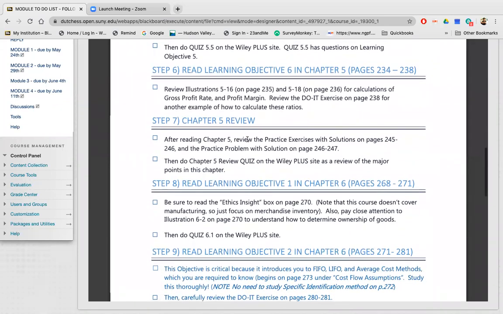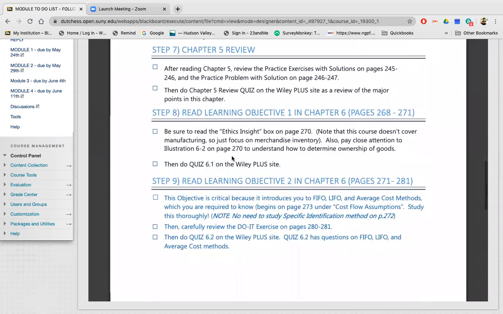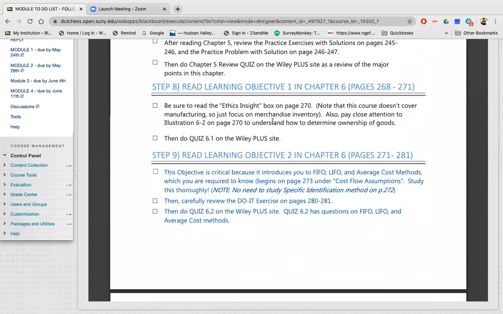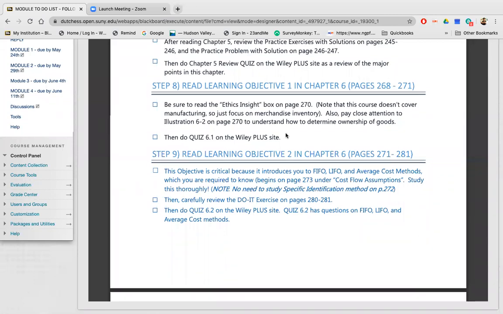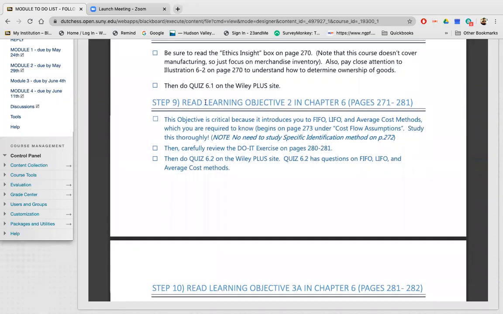Chapter 6, and of course, there's a review. Chapter 6 picks up where Chapter 5 left off. Learning Objective 1, all the information here you should have already understood from Chapter 5, so it shouldn't be more than a quick review for you. But the most important part of Chapter 6 is the second objective.